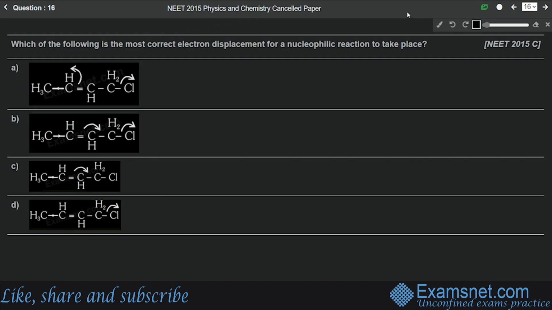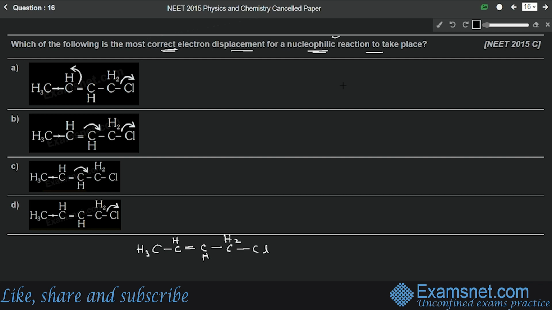Question number 16 is from the chapter Haloalkanes and Haloarenes, and the question is, which of the following is the most correct electron displacement for a nucleophilic reaction to take place? So here if you look at the options, only the electron displacement steps are different, but the structure of the compound is same. Okay, what is the structure of the compound? It is CH3, CH3, then CH, then double bond CH, then single bond CH2, and then chlorine. Okay, this is the structure of the compound in all the given options.